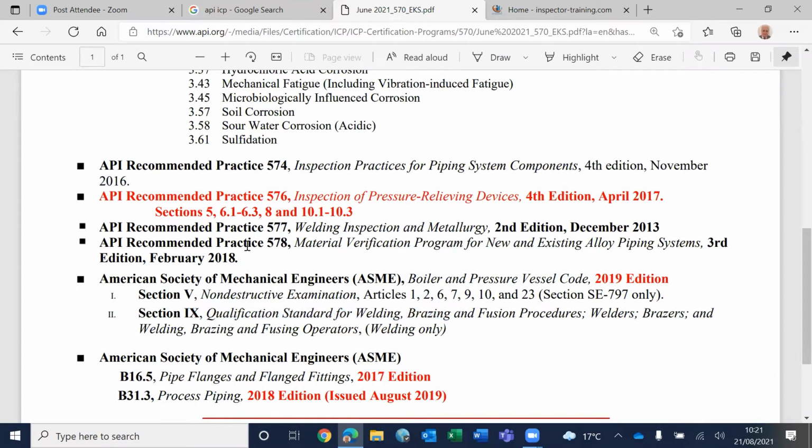And then positive material identification, 578, non-destructive examination. And then finally, you have the ASME B16.5, pipe flanges and process piping. The reason you have to study this is because B31.3 process piping is the basis for 570, because eventually if you are inspecting and repairing or testing the piping, it is based on B31.3, so you should comply with that at the end of the day. Again, you're restoring it to its original condition.